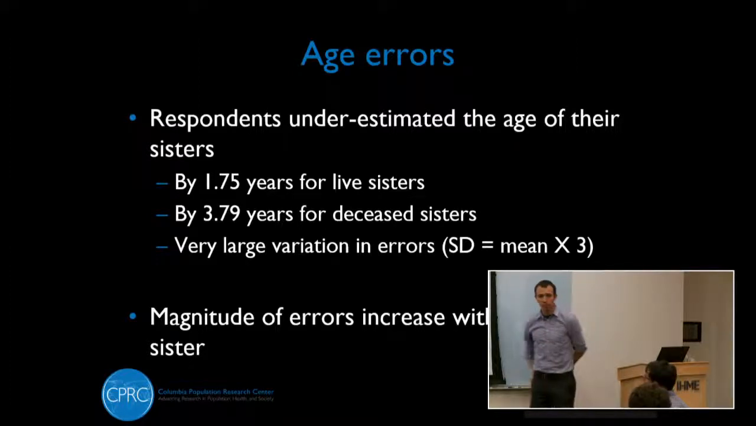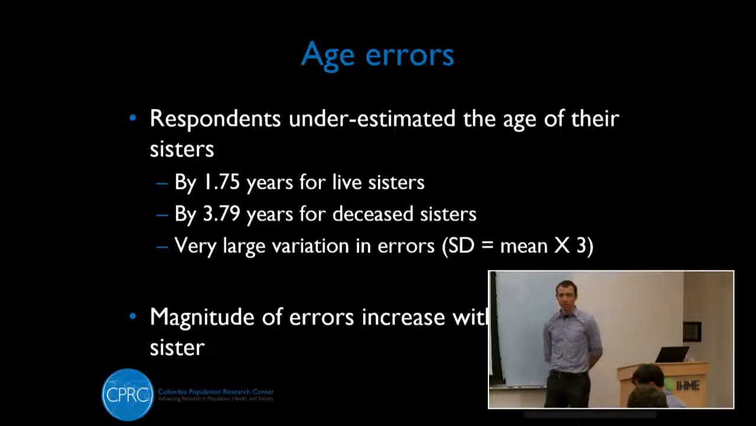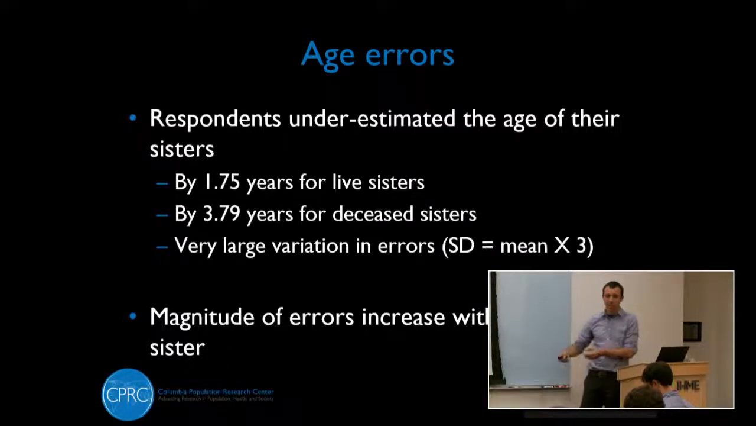Okay. Last statement: the magnitude of errors increases with the age of the sister. Does the difference in age from the respondent to the sister matter? Well, that was our hypothesis also coming in, whether the age gap between siblings would matter more than the actual age of the person. It doesn't. It's really the true age of the person. But to some extent, these things are correlated too, so it's kind of hard to tease apart.